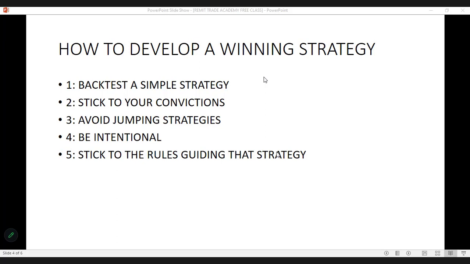Then we have number 3, avoid jumping strategies. Now I know someone that has learned, we started with indicator, learned support and resistance, learned Falcon, learned SMC, learned ICT, learned Elliott wave, and we're still looking for more strategies to learn. Now the more you keep learning different strategies, the more you keep retarding in your development.